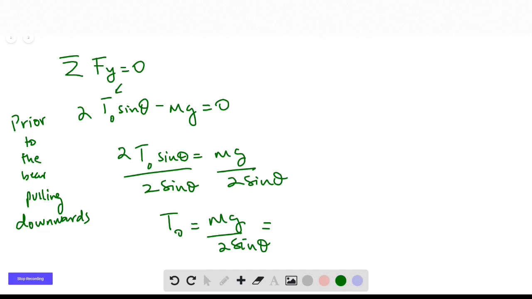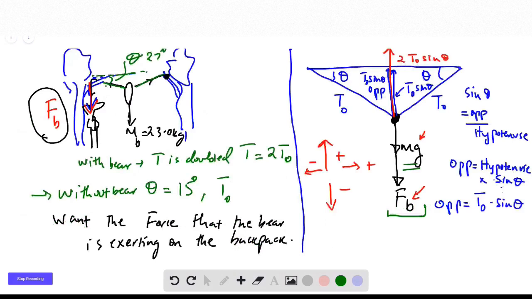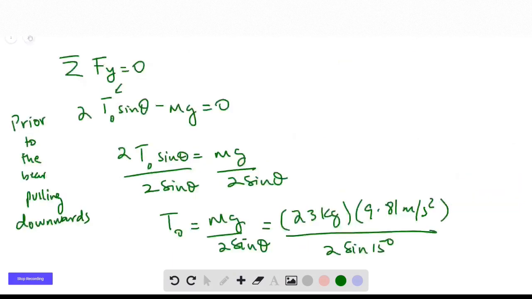assuming that there's no force being supplied by the bear. It's only the weight of the backpack that's acting. So this is 23 kilograms times 9.81 meters per second squared, and then we want to divide that by 2 sine 15 degrees. Remember, without the bear pulling downwards, the angle it makes with the horizontal, this angle right here, is 15 degrees.